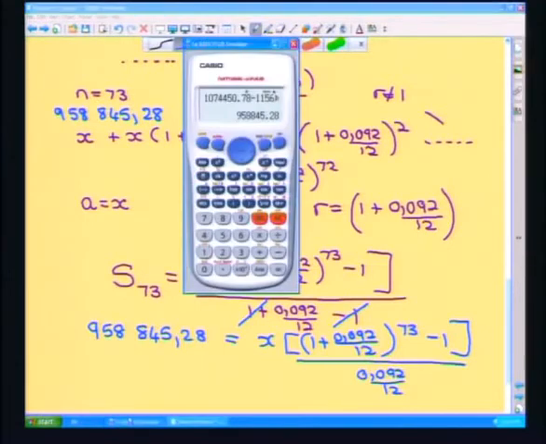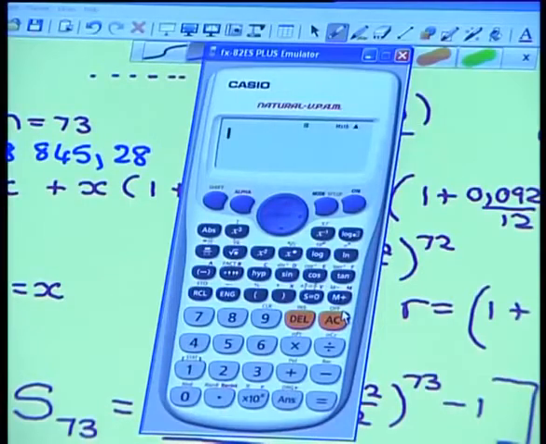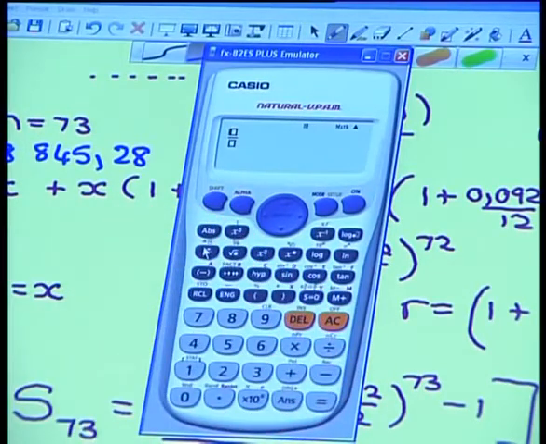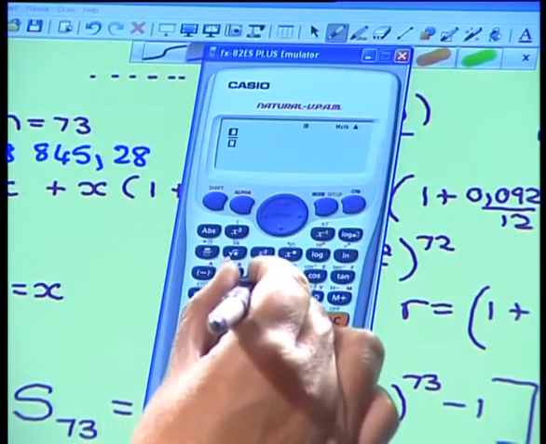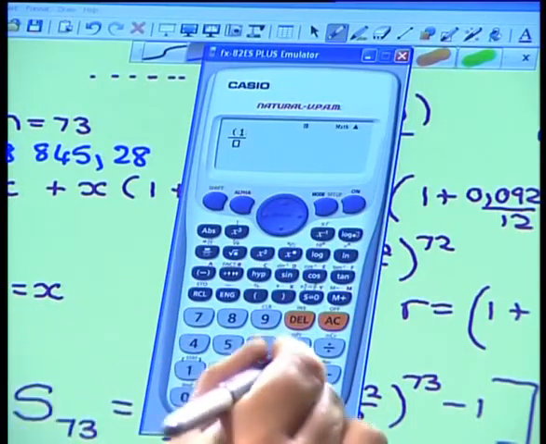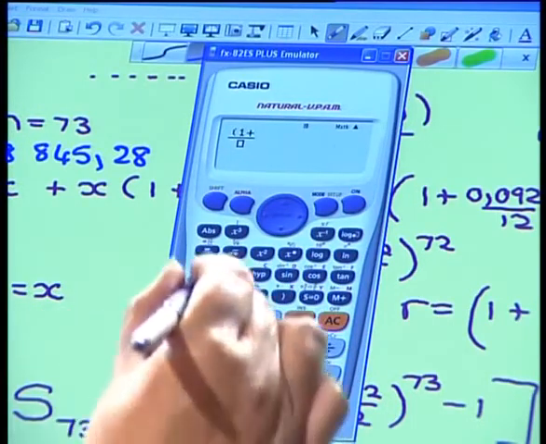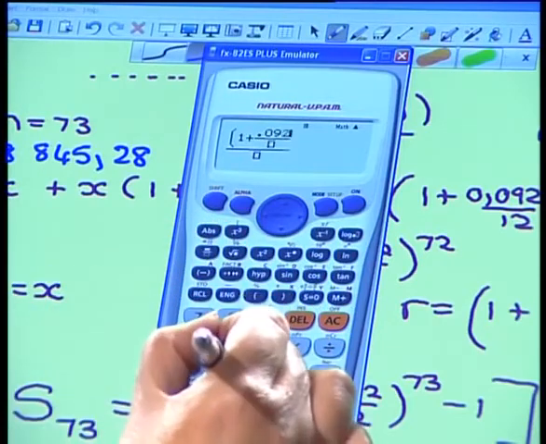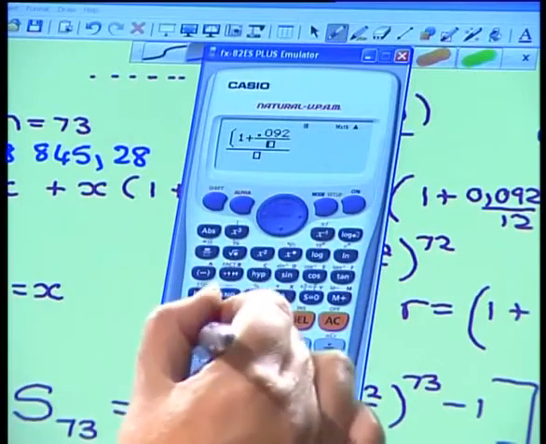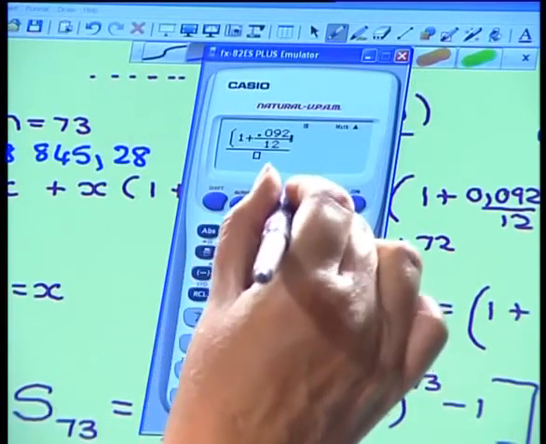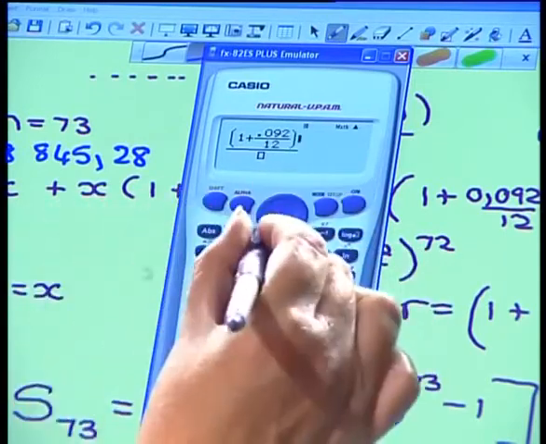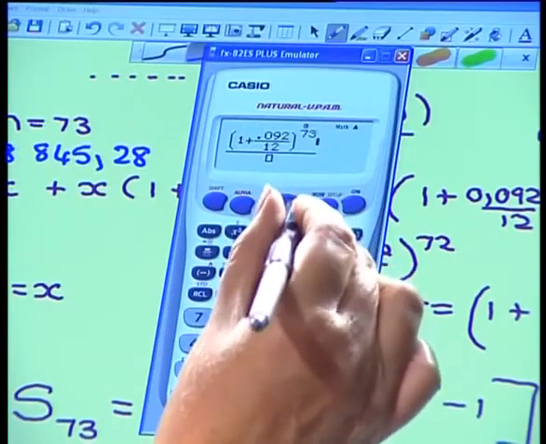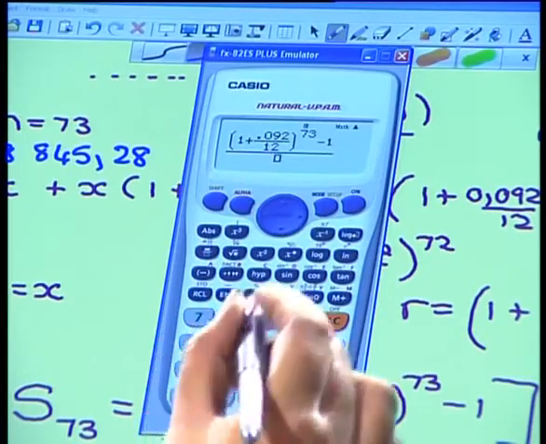Let's pull our calculator up, clear it. Now I like to use the fraction button, so I would hit the fraction button. Then I can see that at the top I need to open a bracket and go 1 plus, and then again a fraction button, 0.092. And at the bottom I'm going to divide by 12 because there are 12 calculations per year. Close my bracket, raise to the power 73, and bring myself down to be minus 1.